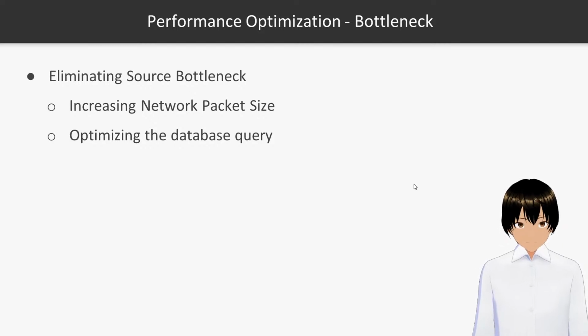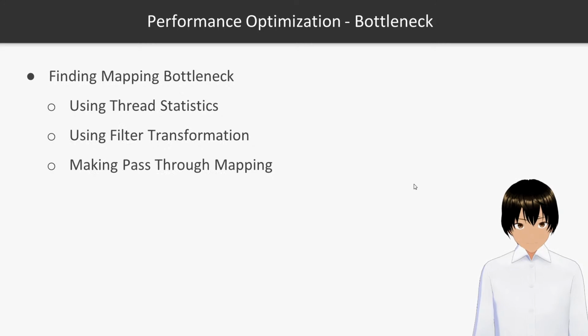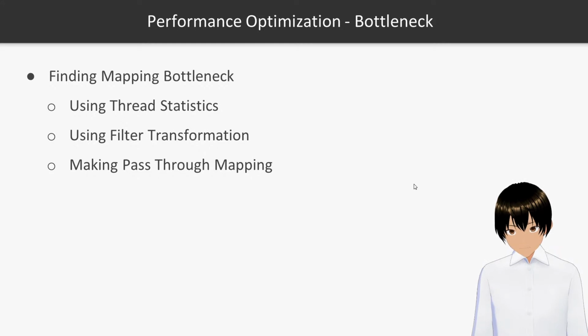Let's talk about mapping and transformation bottleneck. Finding mapping bottleneck. If you don't have a source or target bottleneck, you may have a mapping or transformation bottleneck. Thread statistics. As discussed under finding target bottleneck, use thread statistics to find the transformation bottleneck. Filter transformation. You can use that to check if the mapping has a transformation bottleneck. Put a filter transformation before the target and set the condition to false, meaning do not allow any record to pass to the target. Using this method, you can compare the runtime of the process with and without the filter condition. You can identify if the transformations have a bottleneck.